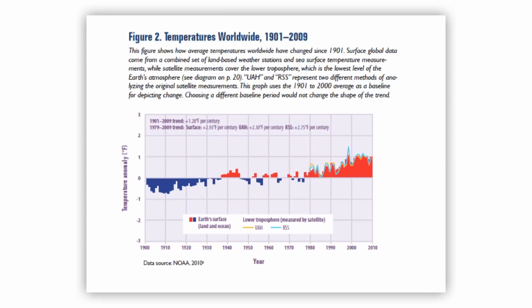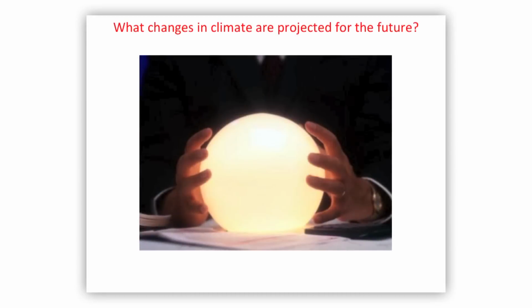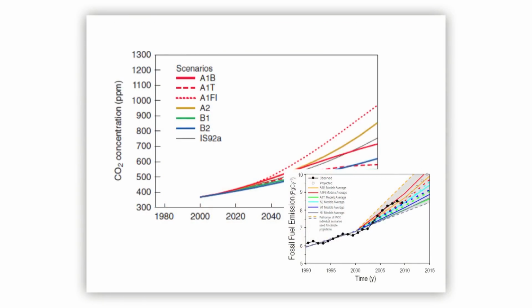Okay, so what's projected for the future? What's projected for the future is certainly that there's going to be a continued increase in atmospheric CO2 concentration. These are different scenarios that are put forth by the Intergovernmental Panel on Climate Change, and they represent different investments in either fossil fuel intensity or alternative intensities and more regional distribution of energies.